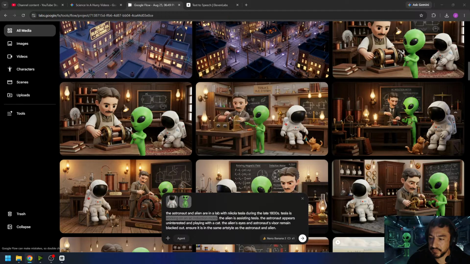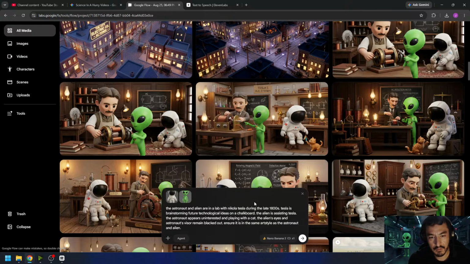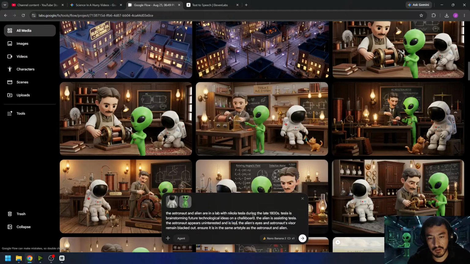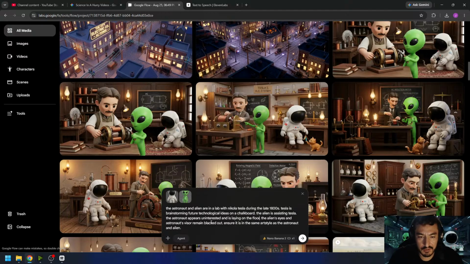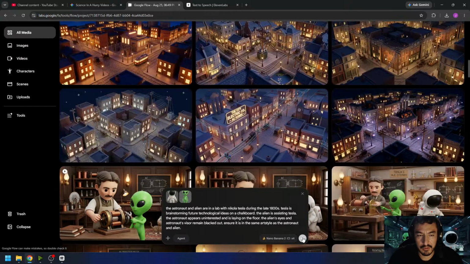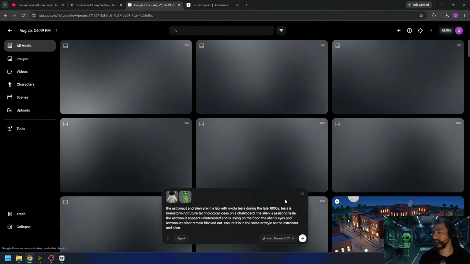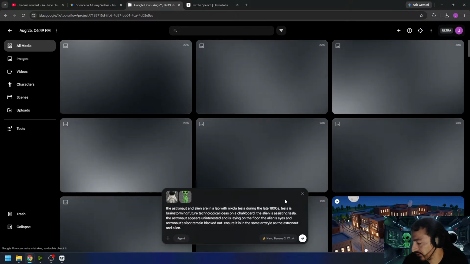So let's have him kind of brainstorming. Tesla is brainstorming future technological ideas on a chalkboard. The alien is assisting Tesla, and the astronaut appears uninterested. And let's have him doing something else. He is laying on the floor. Alien's eyes, astronaut's eyes remain blacked out. Okay, so let's see. This will be interesting to see what futuristic ideas it comes up with.